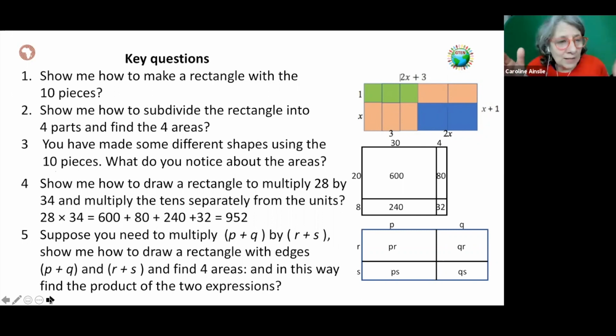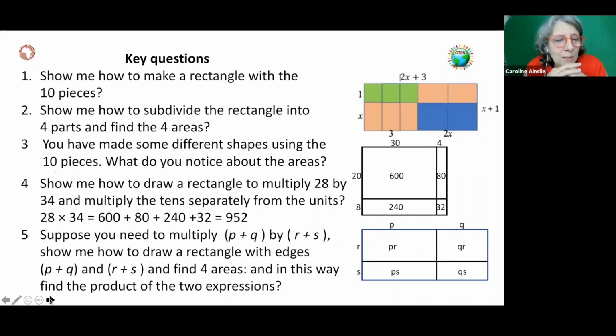And then with the letters, with algebra, it's just a natural progression. So algebra doesn't have to be scary, it doesn't have to be a mystery, it isn't. Using this activity, you will create learners who are not mystified and scared of algebra. So you want to multiply P plus Q, that's the same as 30 plus 4, by R plus S, that's the same as 20 plus 8, it's equivalent. And you put the multiplications within the squares and then add them all together. And you have the answer.